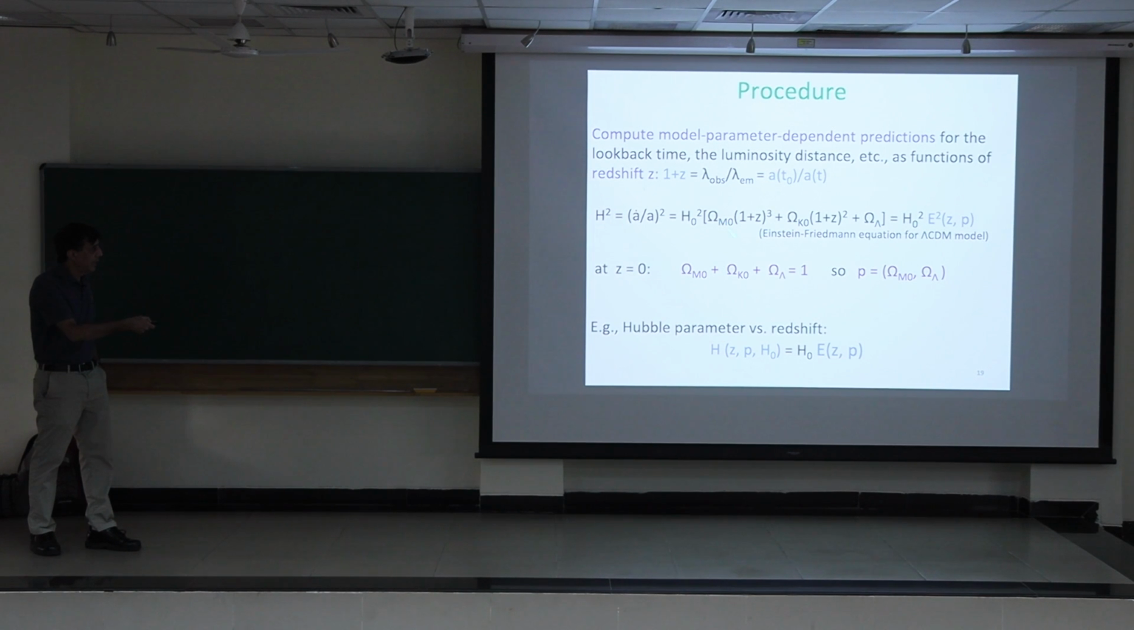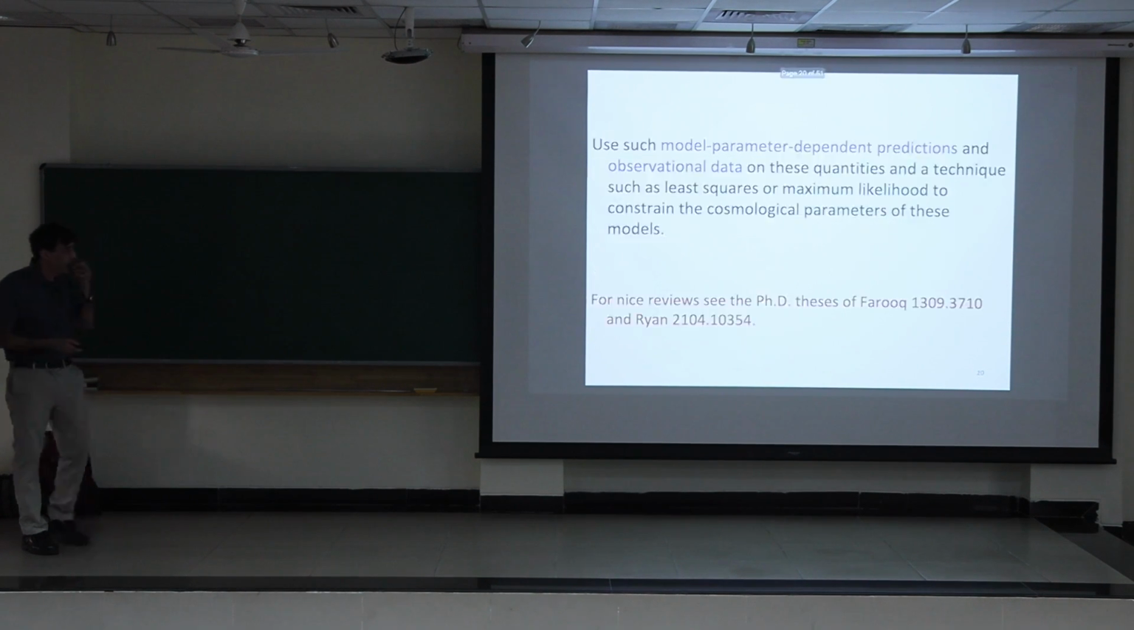And this equation can be rewritten in this form. It gives you the Hubble parameter as a function of redshift, as a function of the cosmological parameters, as a function of the Hubble constant. And so you can look at what redshifts you have measurements at, and then make predictions in this model, and then use whatever technique you want, maximum likelihood or chi-squared, and constrain the cosmological parameters, the parameters P.